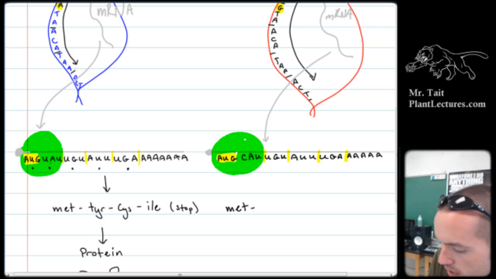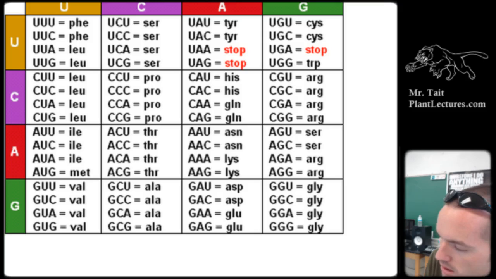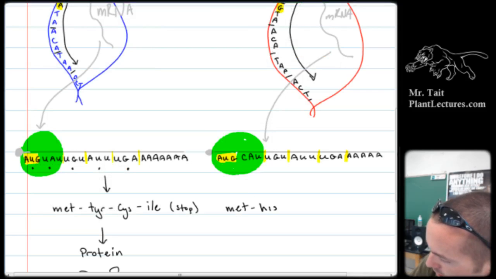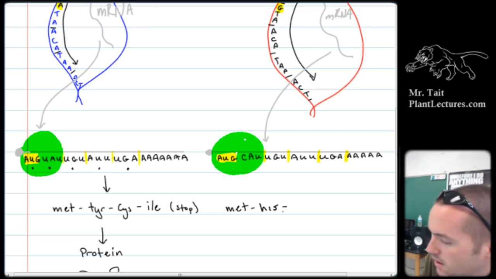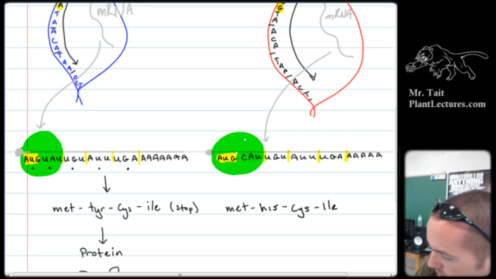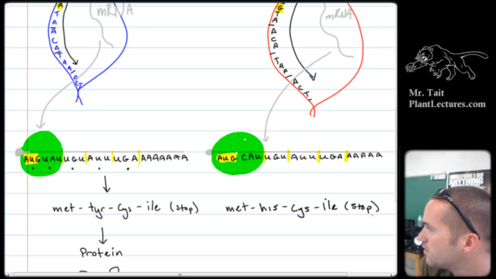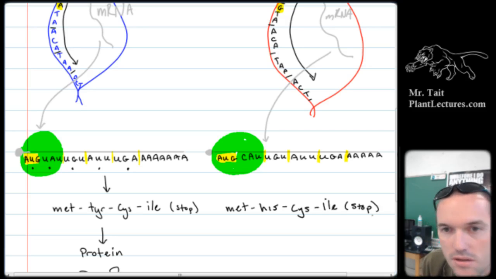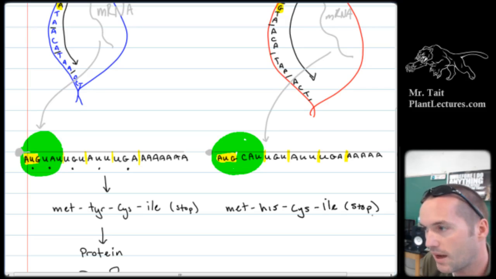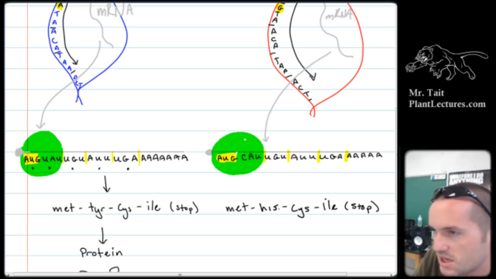CAU is different than UAU, so we got to figure out what CAU is. So we go here. CAU is histidine. Okay, and then cysteine, and then isoleucine, and then the stop codon, because we didn't change anything else. So what changed here? What was the overall change? One amino acid, right? The second amino acid, tyrosine, changed to histidine.